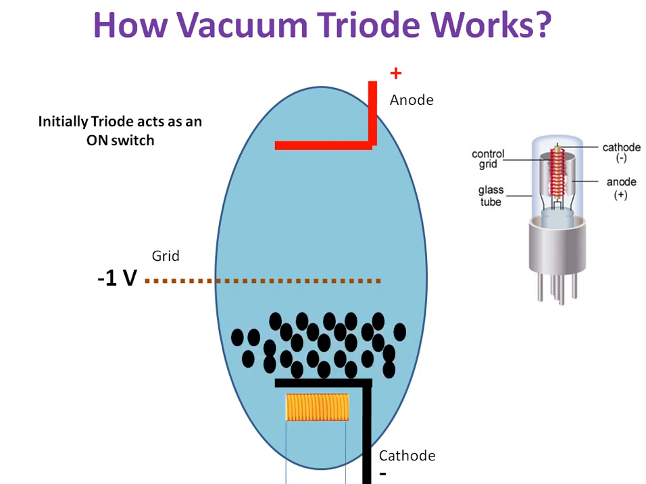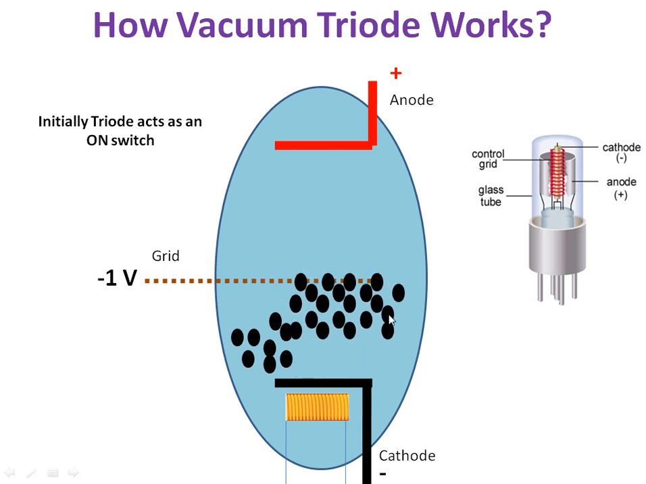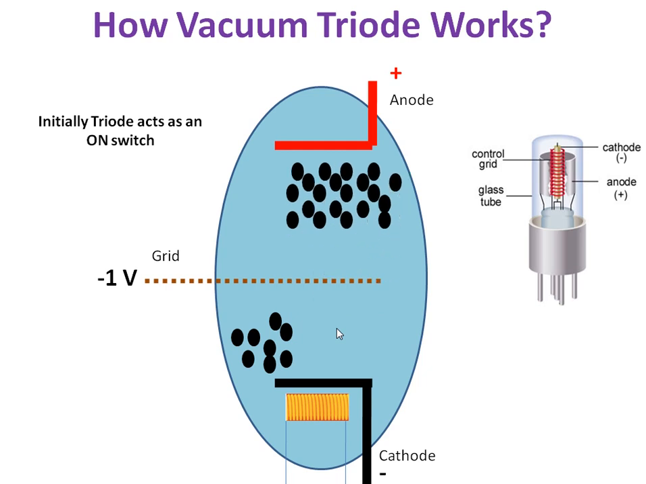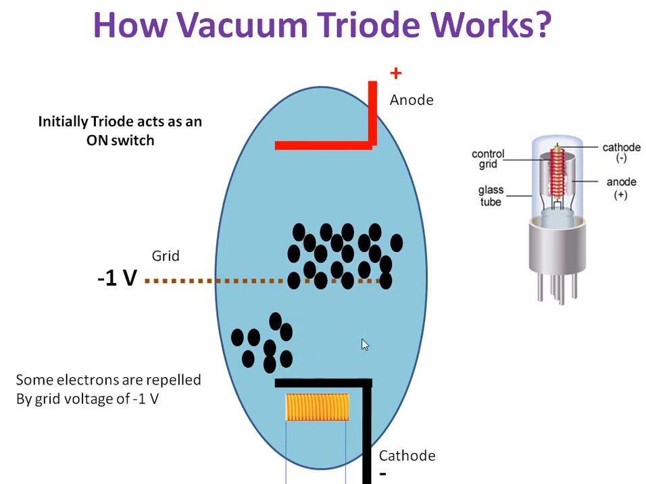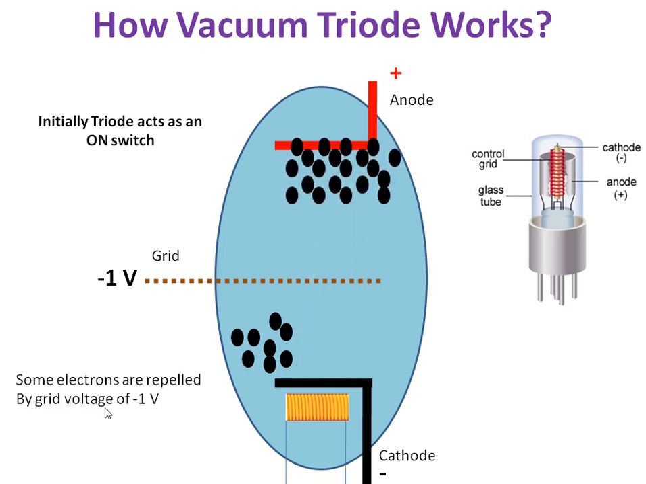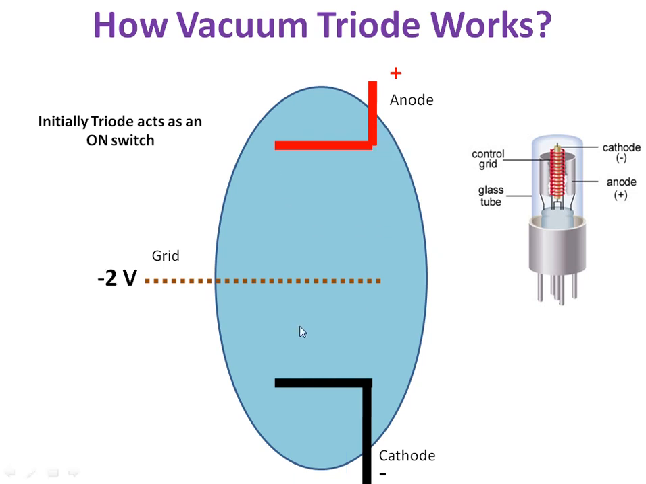Initially, if I heat the cathode, these electrons, space charges, are produced. But instead of positive voltage, if the grid is connected to a negative voltage, what will happen? The grid has negative potential, the electron has negative potential, but the magnitude of the potential is only -1 volt. So part of the electrons will be repelled by the grid. Only 10% are repelled, and 90% of the electrons are reaching the anode. The other electrons are repelled by the grid voltage of -1 volt.